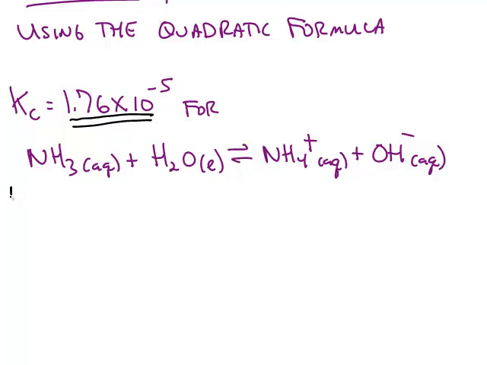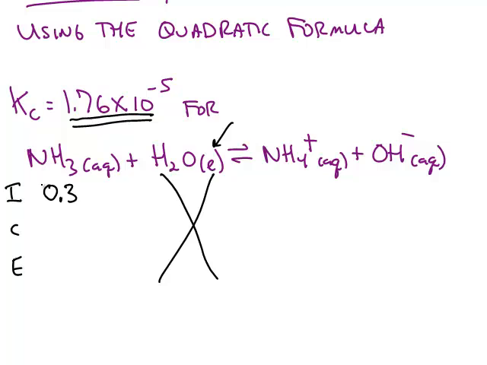So here's a reaction between ammonia reacting with water to make the ammonium cation and the hydroxide anion. And let's say that we start the reaction with 0.3 moles per liter of ammonia. Water is a pure liquid, and pure liquids do not appear in K. Therefore, we can cross that out of this column. We don't need the concentration of water because it doesn't show up in the K.